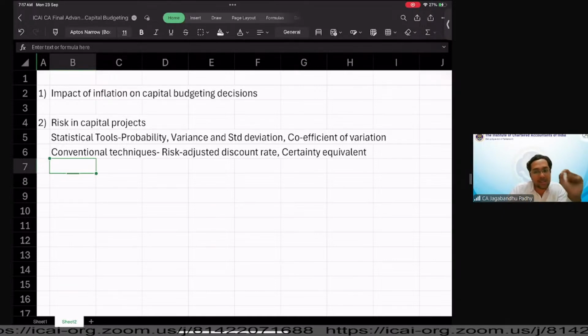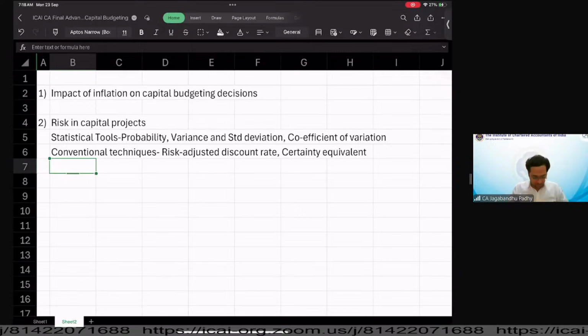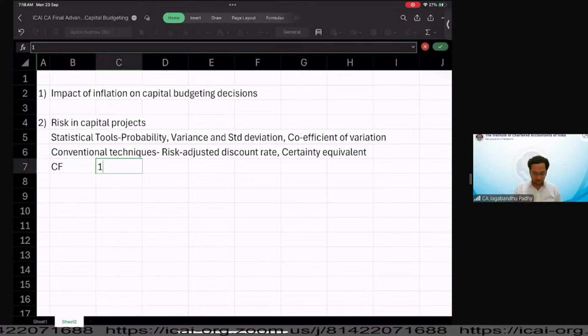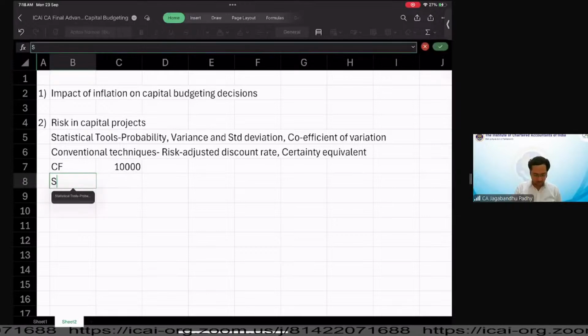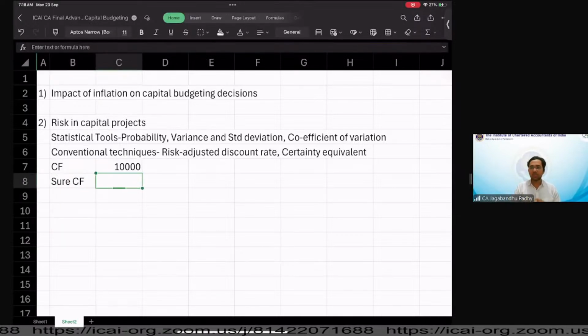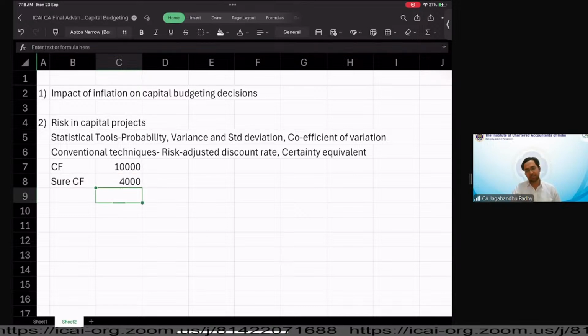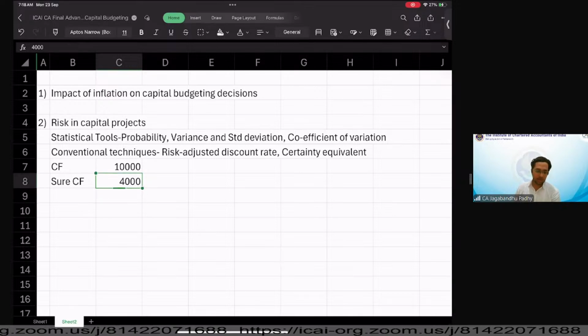If I know that a certain cash flow, or a portion of a cash flow, is certain, can you tell me what should be the rate of discounting? This is very much premature to ask you, but I just want to get you involved. Let's say the cash flow is 10,000, and out of this 10,000, with surety, we can say 4,000 is something we will receive at the bare minimum. Surely we are going to get this 4,000. Can you tell me what should be the rate that I should use to discount this sure cash flow?